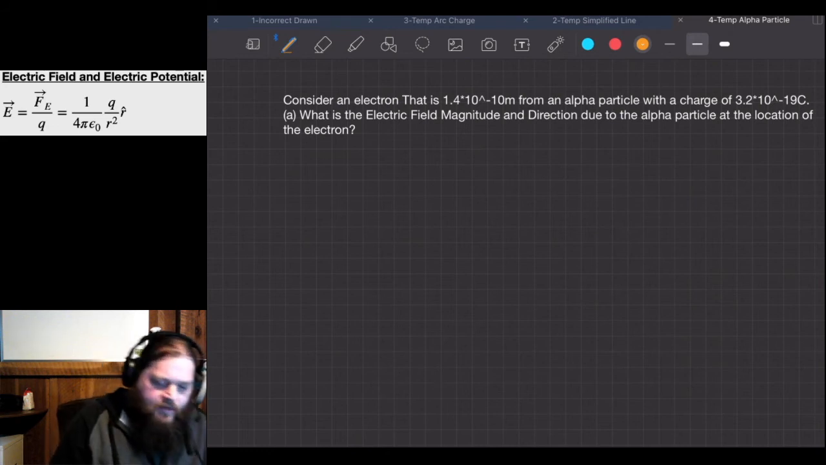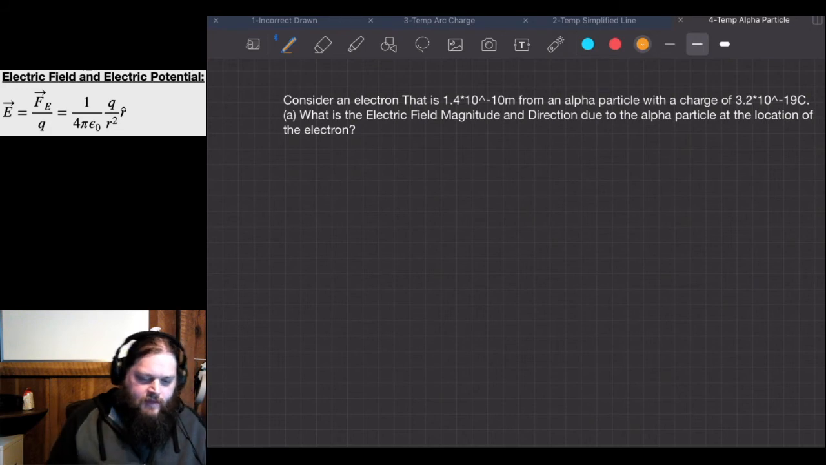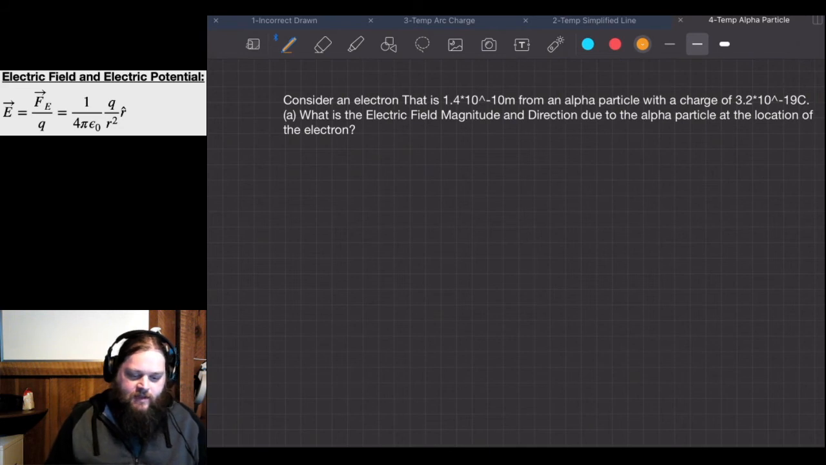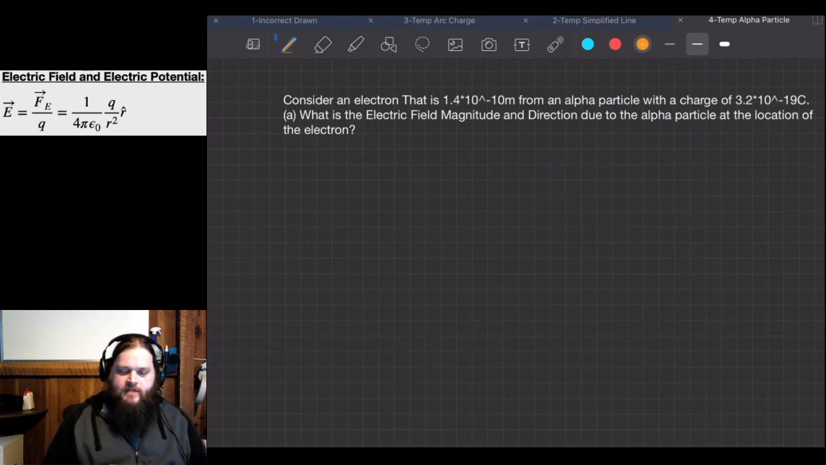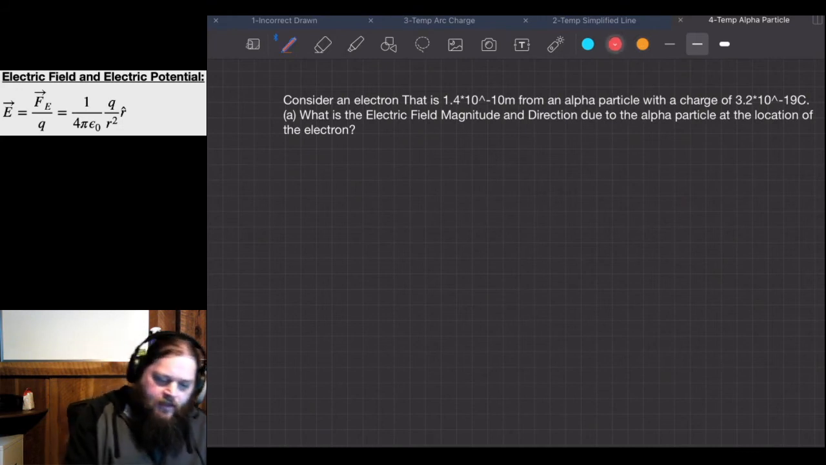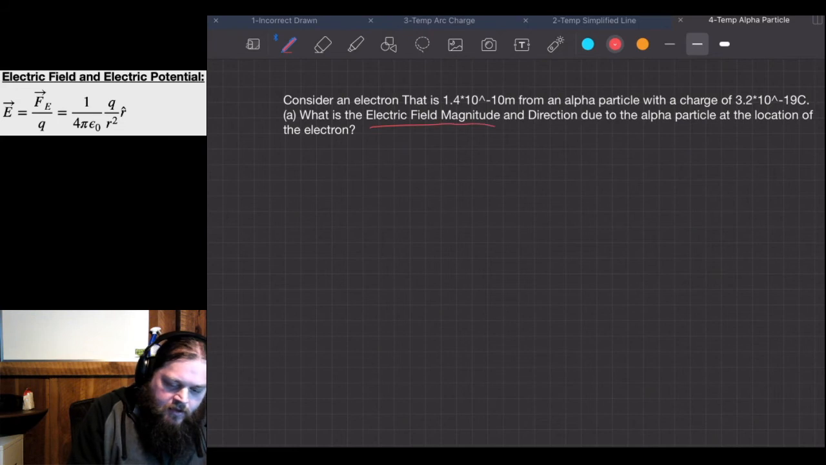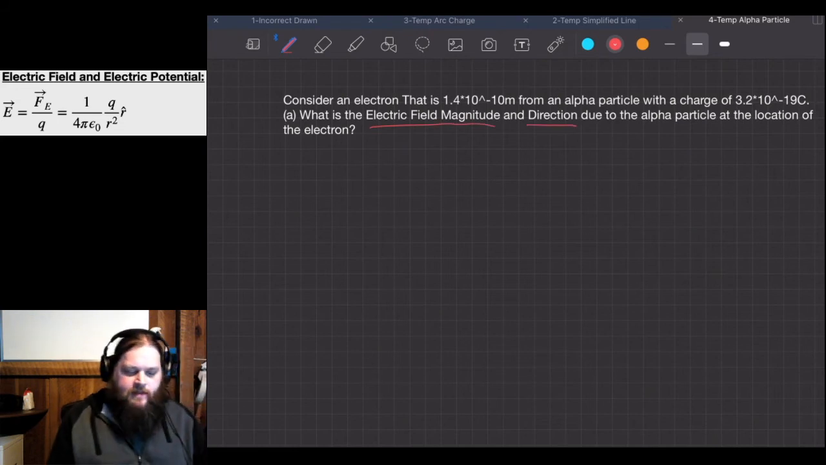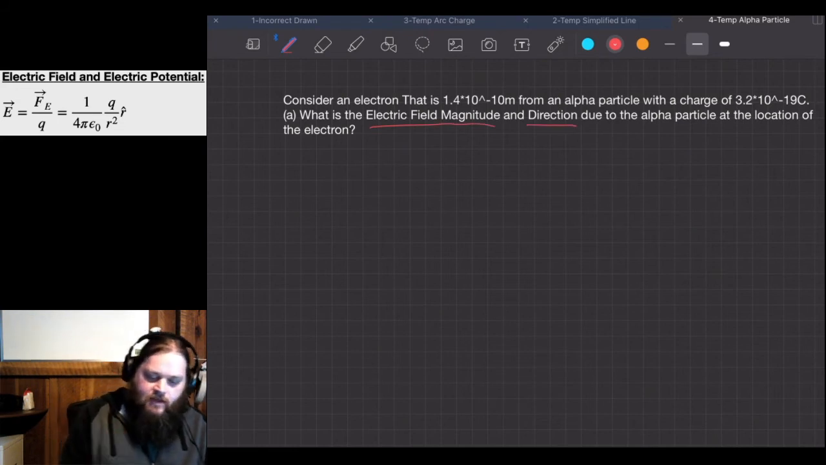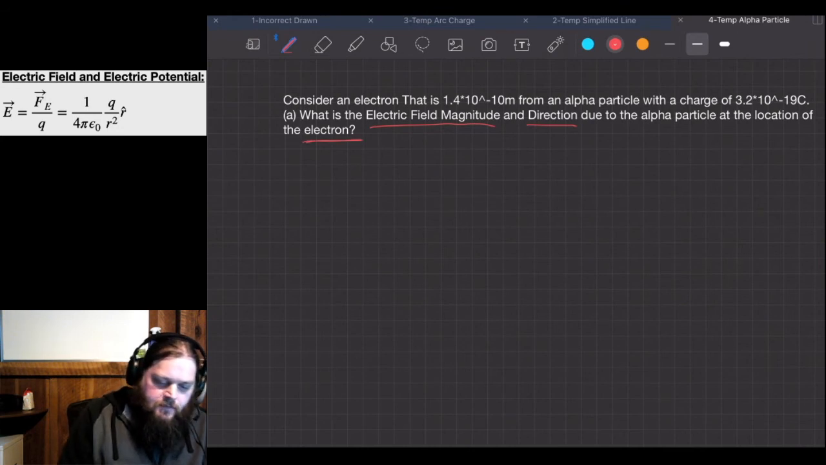So what we have here is, consider an electron that is 1.4 times 10 to the negative 10 meters from an alpha particle. And that alpha particle has a charge of 3.2 times 10 to the negative 19 coulombs. So we want to find the electric field magnitude and then the direction due to the alpha particle at that location, at the location of the electron itself.